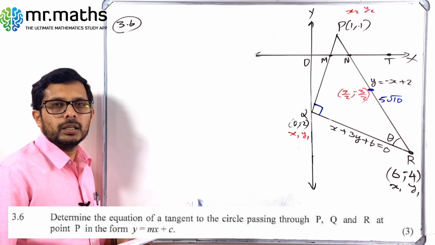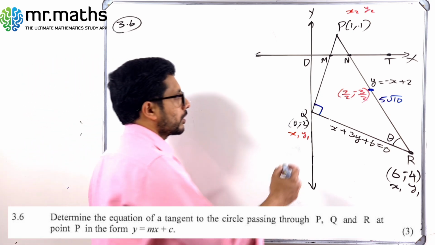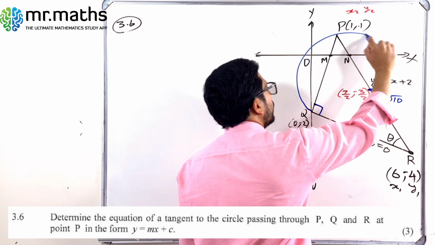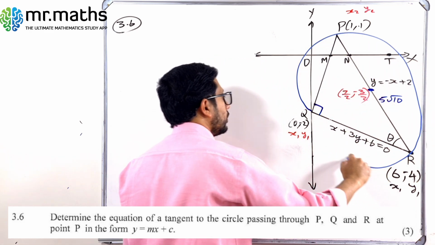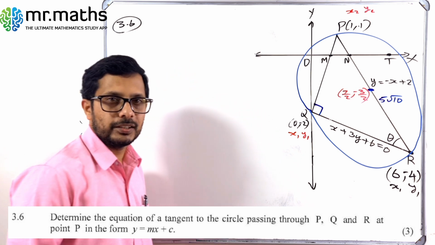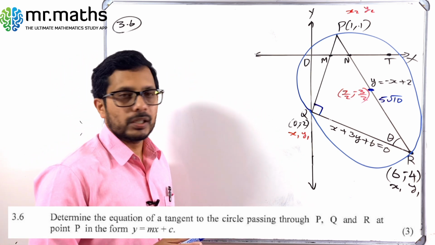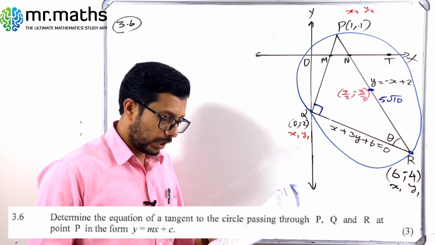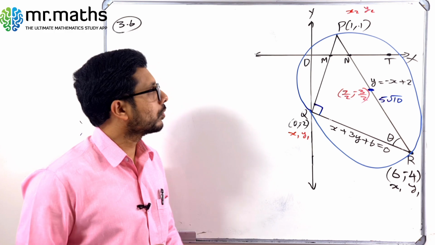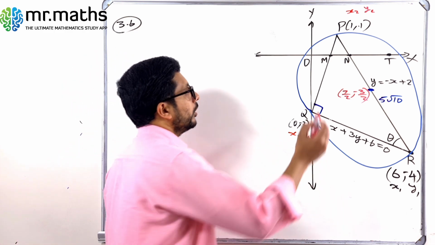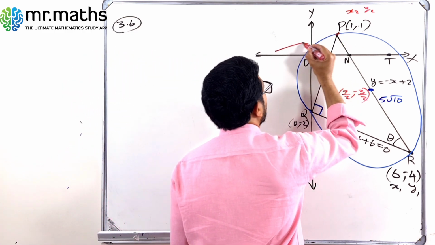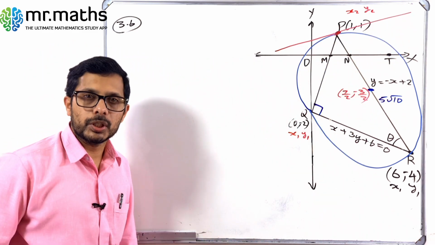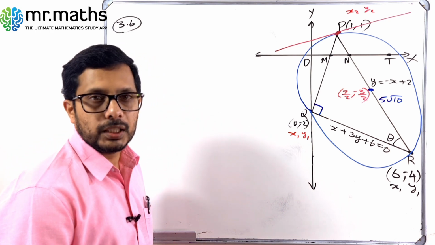We know that there is a circle passing through those points P, Q and R. Assume that that's a circle. So what is the question? You have to find the equation of a tangent to the circle PQR at the point P. So at this point P there is a tangent. Tangent means it's touching only once. There is a tangent like this, and you have to find the equation of that tangent. A tangent is a straight line.